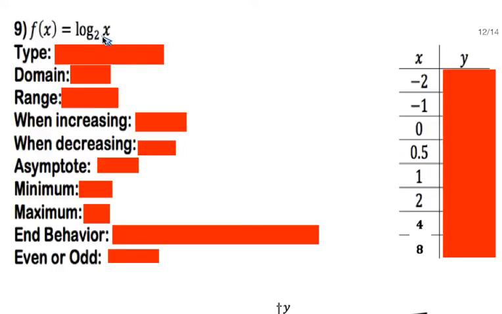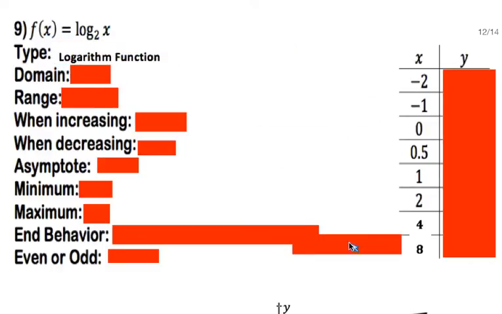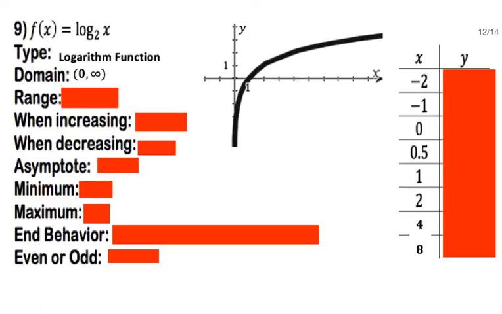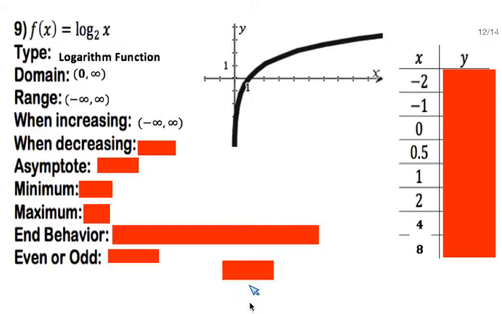So now we have log base 2 of x. That's a logarithmic function. You should be very familiar with these. And this is what the graph looks like. Your domain goes from 0 to positive infinity. The range goes from negative to positive infinity. It is going to be increasing over the entire domain.